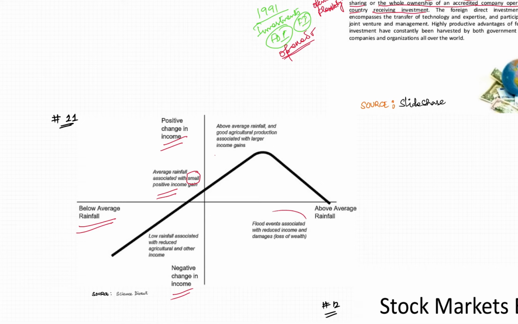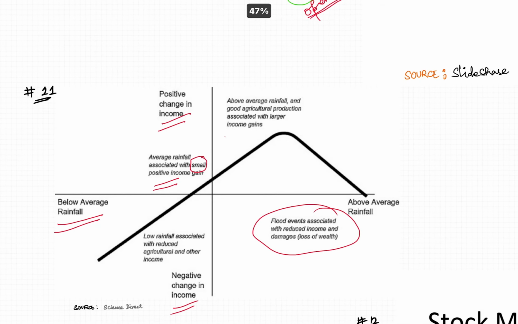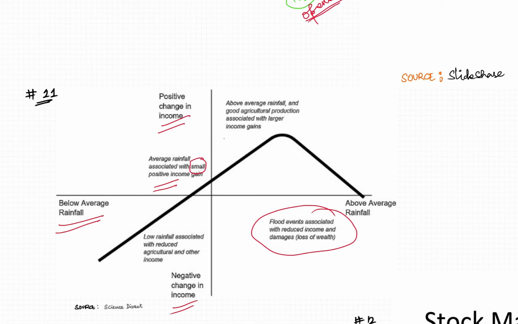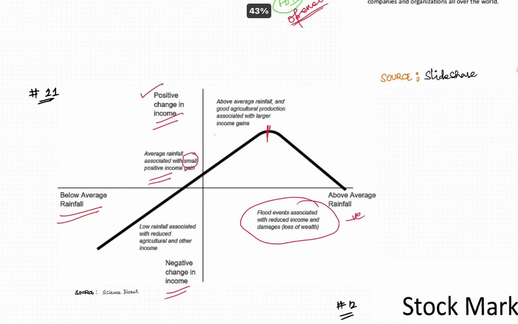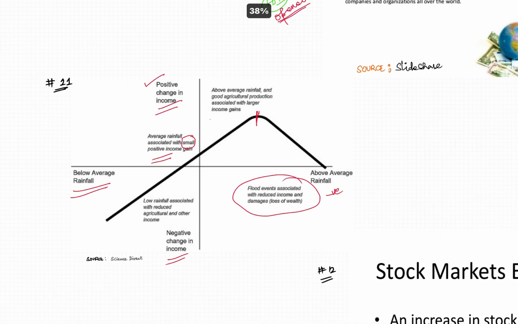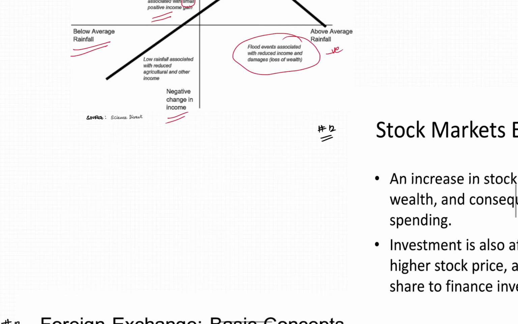Now, here again, this is an exception. Floods are events associated with reduced income and damages. Right? If there is above average rainfall up to a certain extent, it is going to show a positive change in income. If there is more than that, that's floods, it's going to show a negative change in income. It's going to come down. So these are beautiful concepts, and fortunately I could get the images that are relevant with the indicators of the economy.